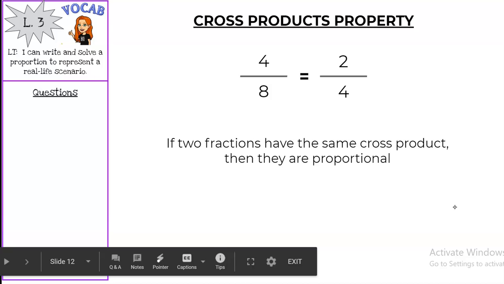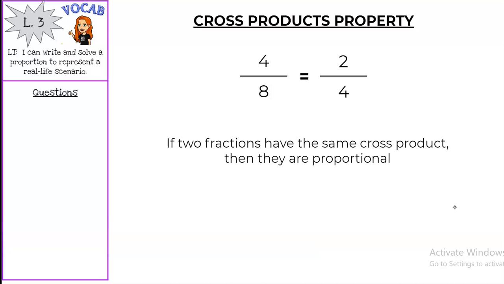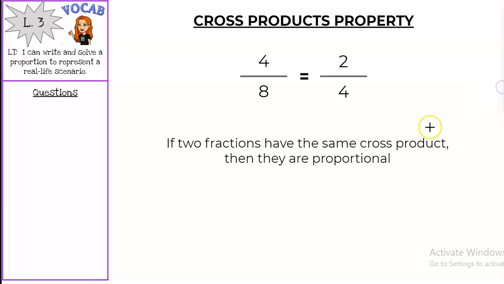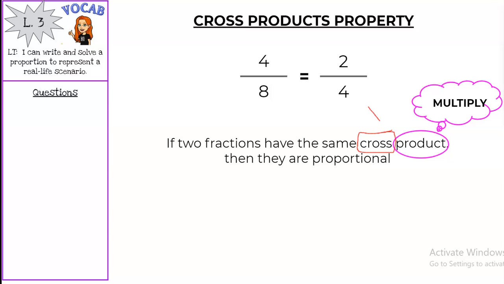Another way to know if ratios are equal or proportional is our cross products property, which says if two fractions have the same cross product, then they are proportional. So let's break that down a little bit more. We've got the same cross product. Product, remember, means multiply. So when we see the word product, we want to think multiply. And when we see this word cross, that just is those diagonals, because it makes that crisscross. And proportional just means that they're equal.